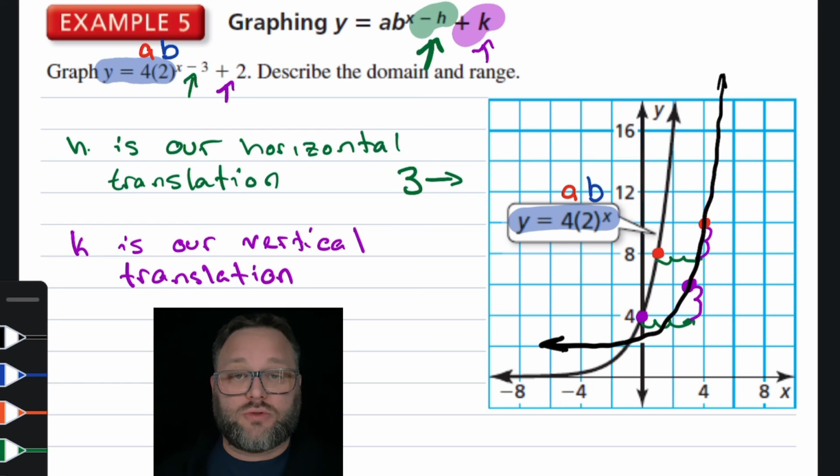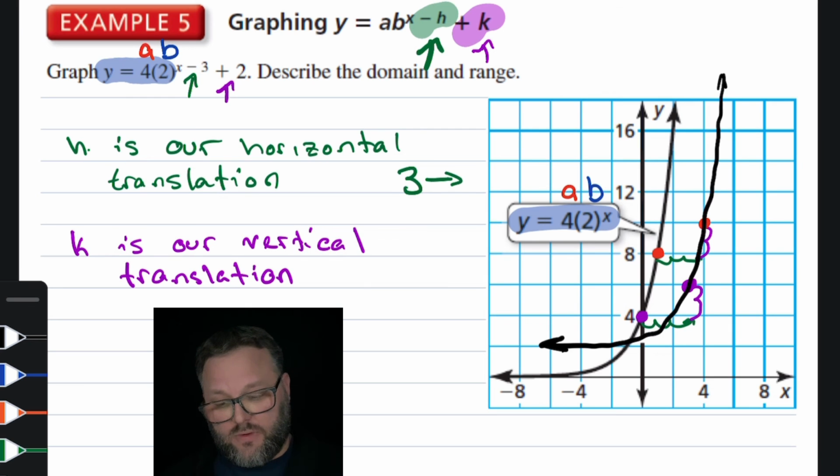So I was able to translate this function by looking at what I was subtracting in the exponent, and if I'm subtracting, it's actually a positive movement to the right, and what I was adding to the function itself means it's actually translating vertically up because it's positive. And what that does is it takes our parent function and does those 2 translations to it.